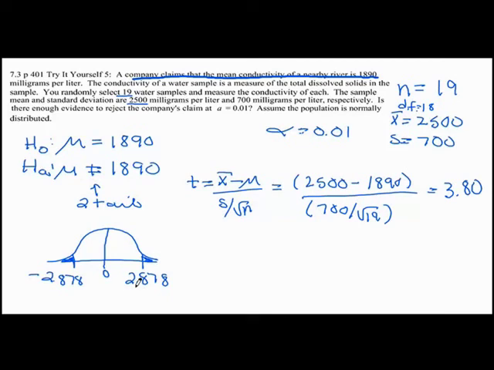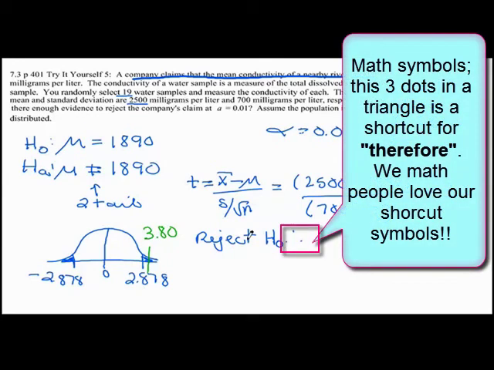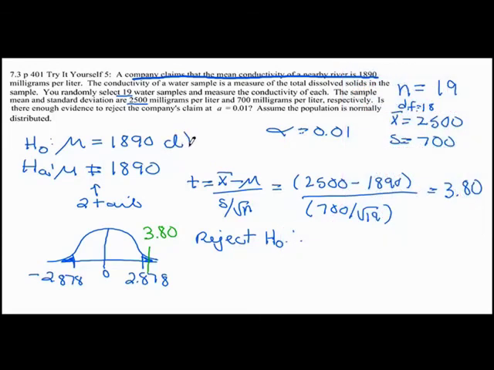So where is that going to end up? Well, that's going to end up over here in the critical region, 3.80. And therefore, we reject the null hypothesis. And something I forgot to do, you really should do, is to label the claim. And this three dots means therefore. And here the company claims the mean conductivity is 1890. And so our claim was this first one up here. And since we're rejecting that, the question was, is there enough evidence to reject the company's claim? And you would say there is enough evidence to reject the company's claim.